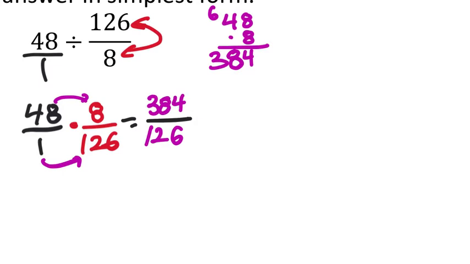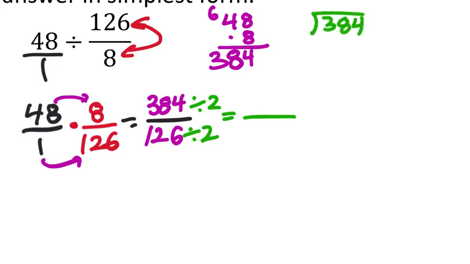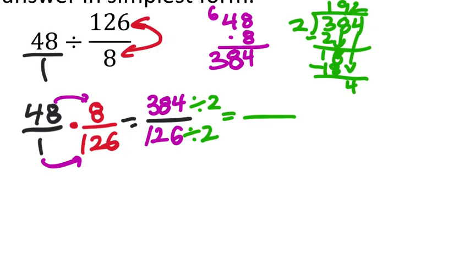And let's see, will 126 go into 384? It appears not evenly anyway. And so I'm just going to simplify this fraction. I see that they're both divisible by 2 at least. So how do I know that? Because the 1's place value is even numbers right there. So 384 divided by 2. 2 goes into 3 once. 1 times 2 is 2. Subtract, there's 1 remaining. Drop the 8 to make it 18. That's 9 times. Drop the 4. 2 goes into 4 2 times. So that's a 192 new numerator.